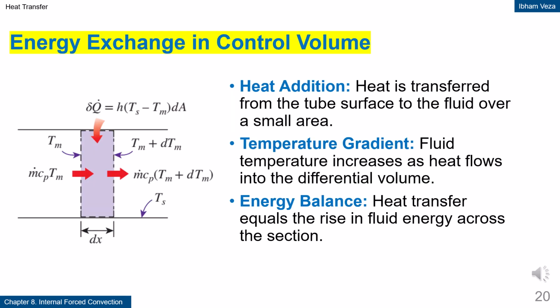The analysis is performed on a small control volume element along the pipe with length dx. Heat enters the fluid from the wall through a differential surface area. The mean fluid temperature increases by dTm along this element. The energy balance states that the heat input equals the increase in fluid energy. This differential approach forms the basis for deriving internal convection heat transfer equations.